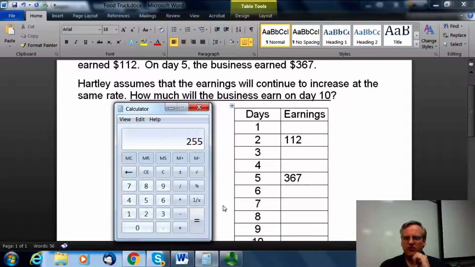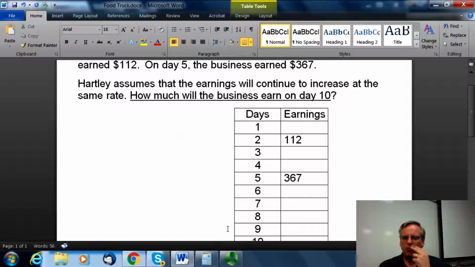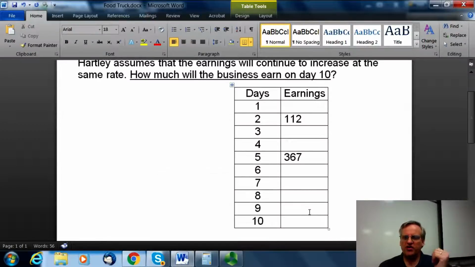So let's see, if our earnings are going to increase by the same amount each day, we're going to have to divide that 255 by 3. And so that means each day our earnings are going to increase by $85. So the question was asking us again, how much will the business earn on day 10? So I guess it really doesn't matter what it earned on day 3 or day 4. What really matters is what the earnings were on day 10.